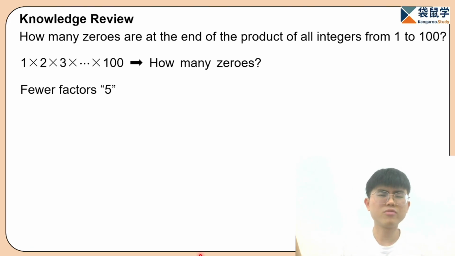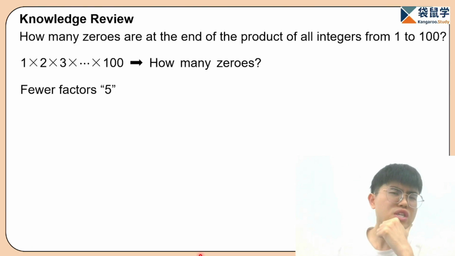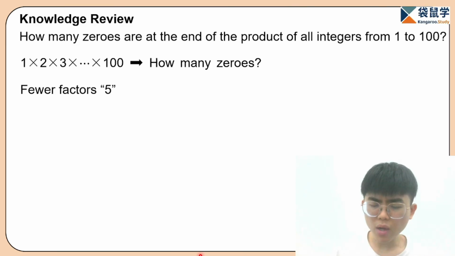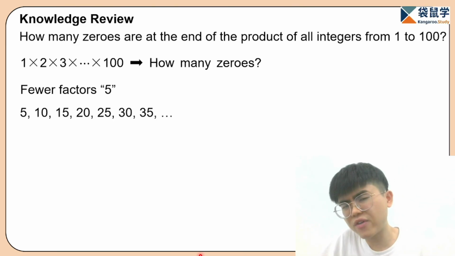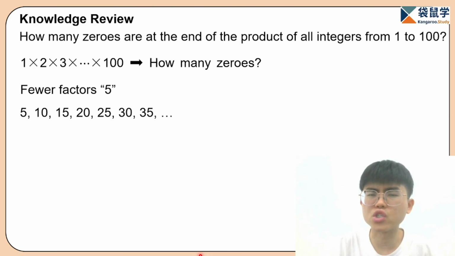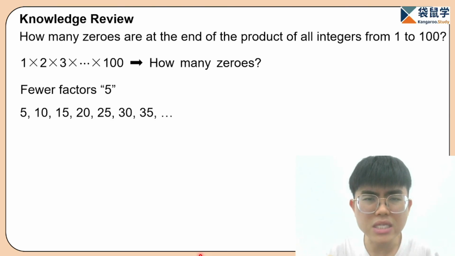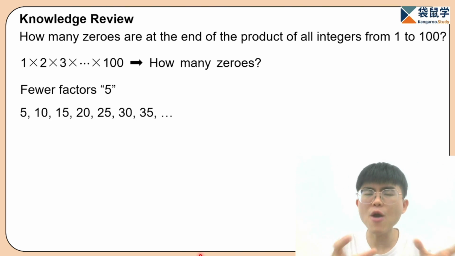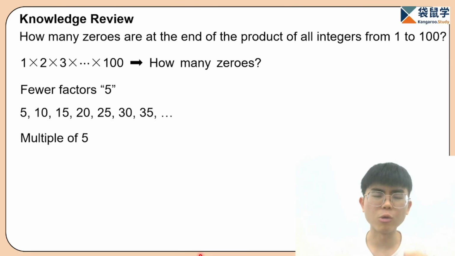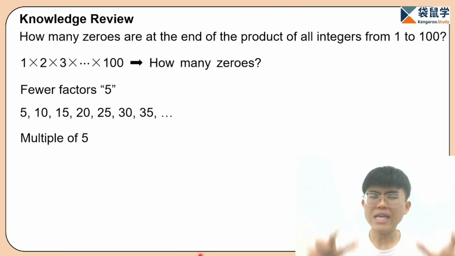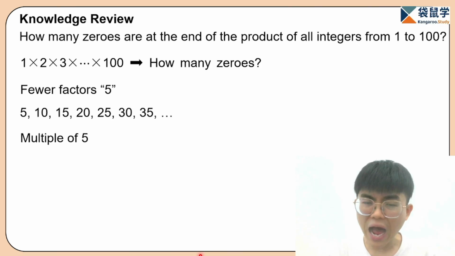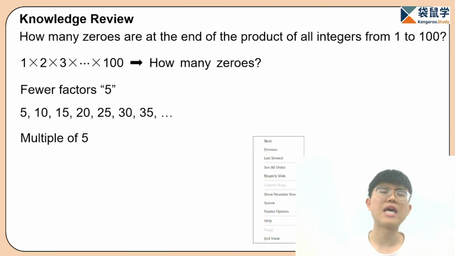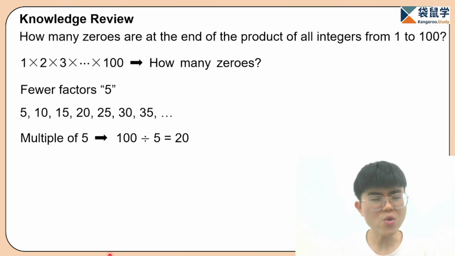But how do we do that? Think about it. If the number has a factor 5, for example, we can have numbers like 5, 10, 15, 20, 25, 30, 35, and so on. What is the characteristic of all of these numbers? All of them are multiples of 5. So in this case, to find out how many factor 5, you just have to find out the multiples of 5. To find out how many numbers from 1 until 100 are multiples of 5, we just have to use 100 divided by 5, and we will have 20.